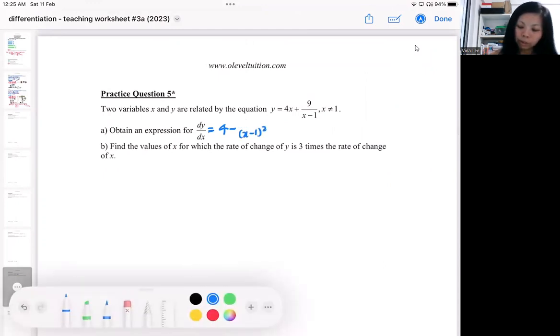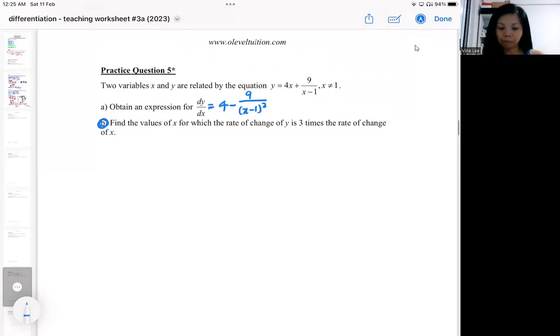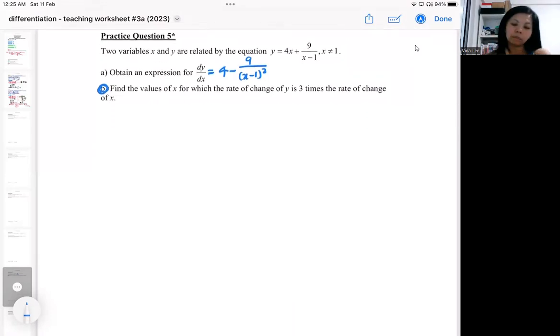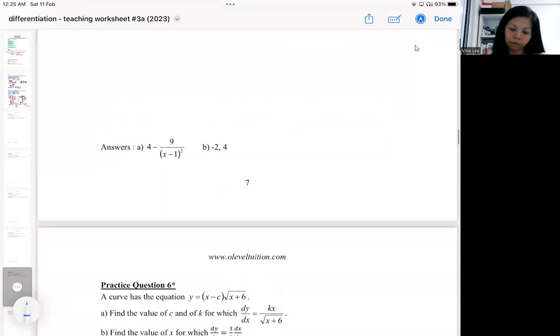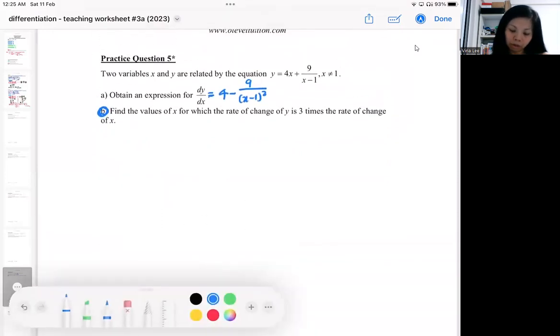Most people will get stuck in part B. So I'm going to teach you two approaches for part B. And after these two approaches, you can give it a try for question 6, which is the same idea. So if you look at this question, let's try to break down the question first.